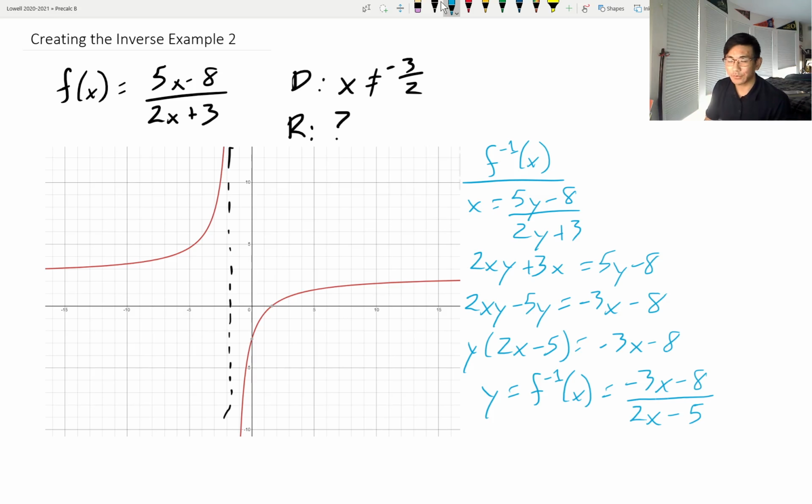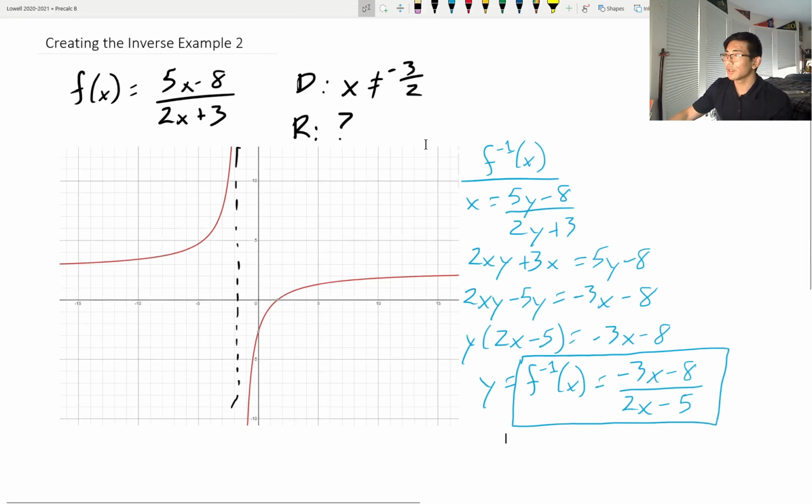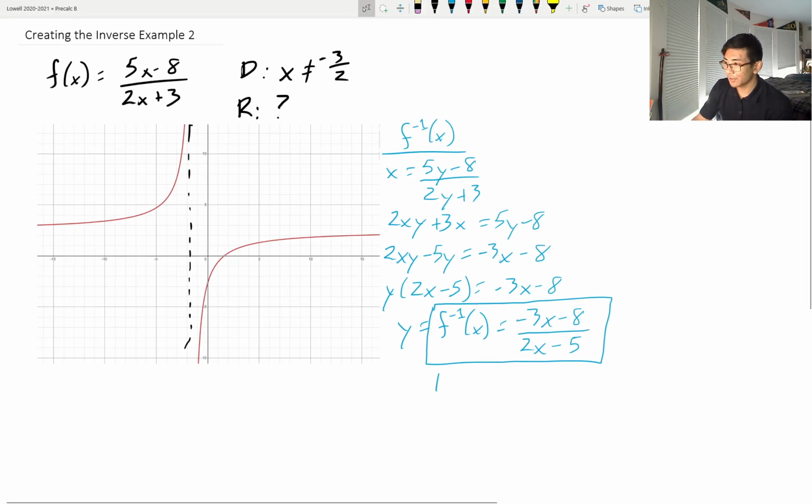Check this out. And then we could graph it if we wanted to by simply drawing the mirror image of this across the line y equals x. But that's not quite what I care about at this moment. My question is, what's the domain and range of this function? Here's the thing. If I knew the range of the original function, I could find the domain of the inverse. Unfortunately, I didn't figure out what the original range was.